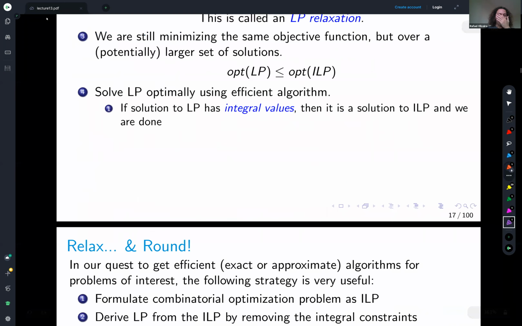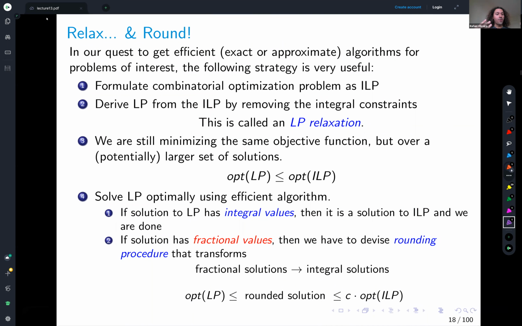But what happens if the solution has fractional values? Remember, if our linear program is integral, we know that our solution will be rational. We can talk more about that in office hours if you'd like. So what happens if the solution has fractional values? Then we have to devise some rounding procedure that will transform fractional solutions into integral solutions. Does that make sense?